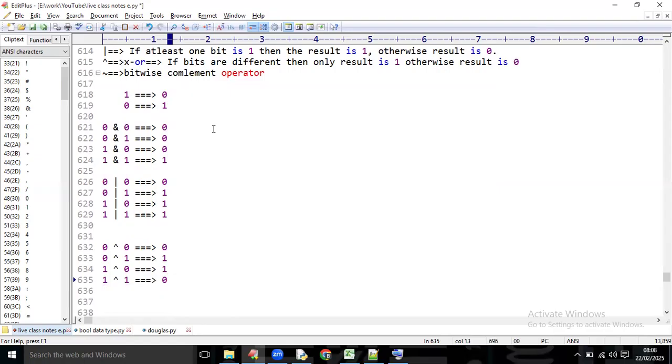And next, bitwise complement. Bitwise complement means, as I already specified in the example, if you give 1, it will give 0. If you give 0, then it will give 1. Next, we have to discuss the left shift operator and right shift operator.